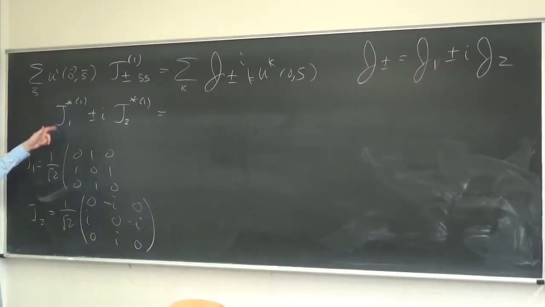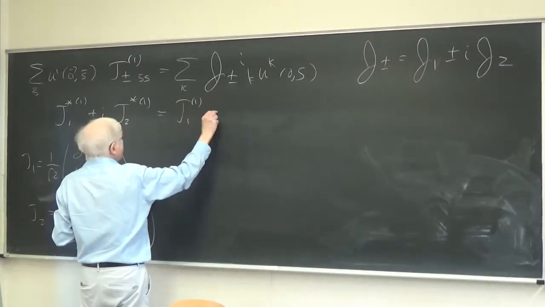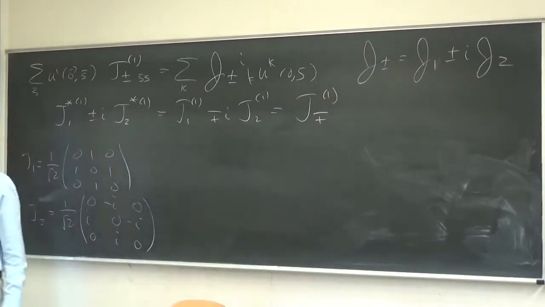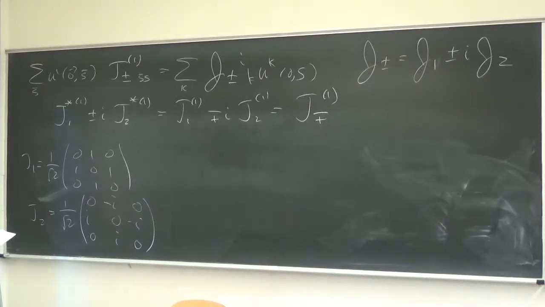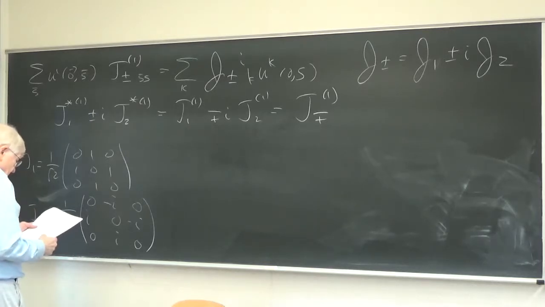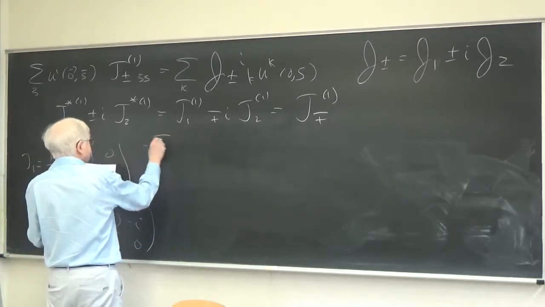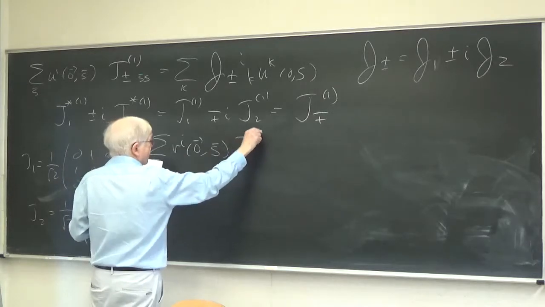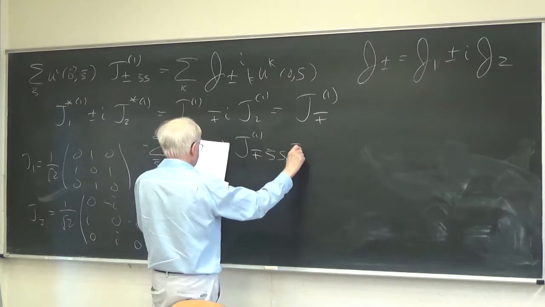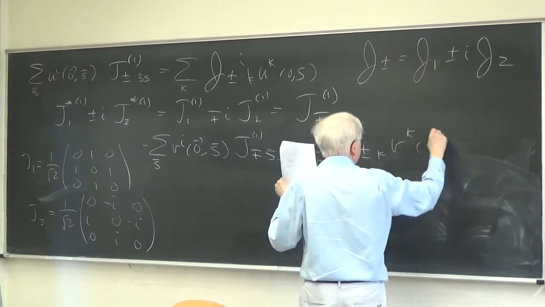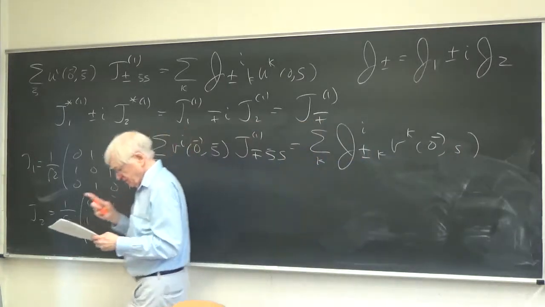So when you take J1 star, nothing happens. But when you take J2 star, you're flipping the sign. So this is actually J1, minus or plus I J2, which is J minus or plus 1. So for the Vs, or as I call them, the anti-spinners, we have a different equation. Namely, minus the sum on S bar V I of 0 and S bar, J1 minus or plus S bar S is equal to a sum on K strip J plus minus I K V K 0 S. Okay, so we have two different equations.